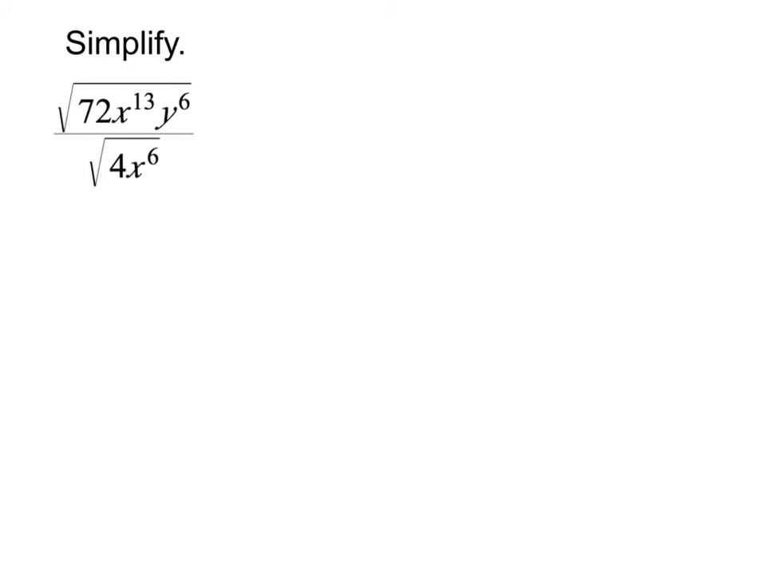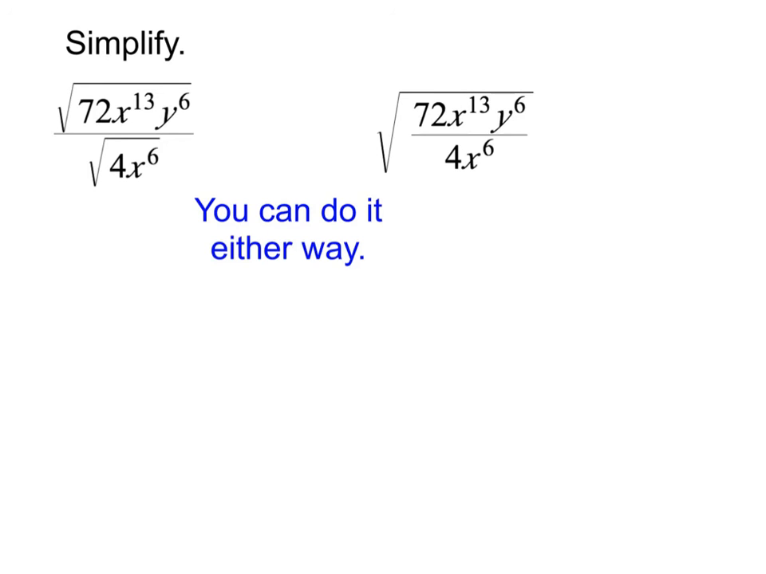Another way that you could approach it, because both the top and the bottom are square roots, is you could actually just put one big old square root over the fraction and then simplify the fraction first.